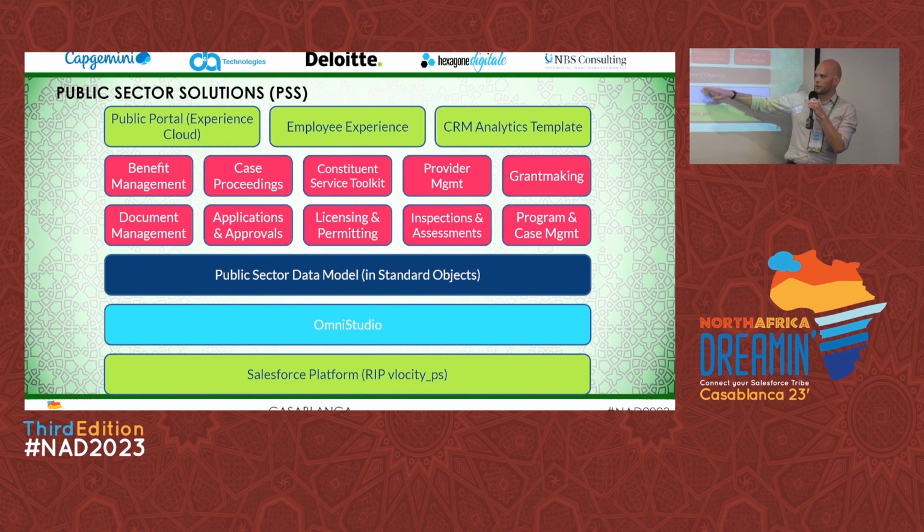There's Omni Studio, there's the public sector data model, and then you'll be able to see based on the functional modules what are the use cases this is solving. So we have benefit management, case proceedings, constituent service toolkit, provider management, grant making, document management, applications and approvals, licensing and permitting, inspections and assessments, program and case management. So you can see that this is basically everything a public sector entity would need to serve their customers who are citizens.